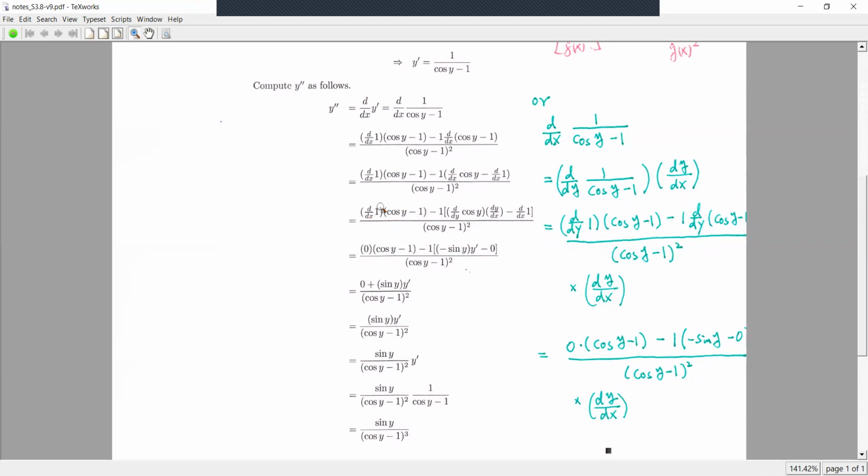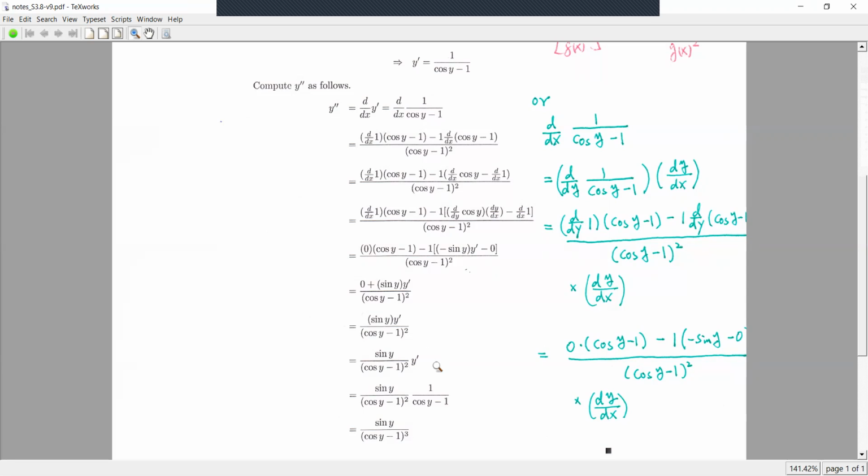Now, derivative of 1 is 0. Derivative of cosine of y with respect to y is negative sine of y. And derivative of 1 is 0. Then I have this equation. 0 times cosine of y minus 1 is 0. Negative 1 times negative sine of y times y prime is positive sine of y times y prime. Simplify this expression a little bit, I have this equation. And rewrite this fraction as this fraction times y prime. I have this equation.